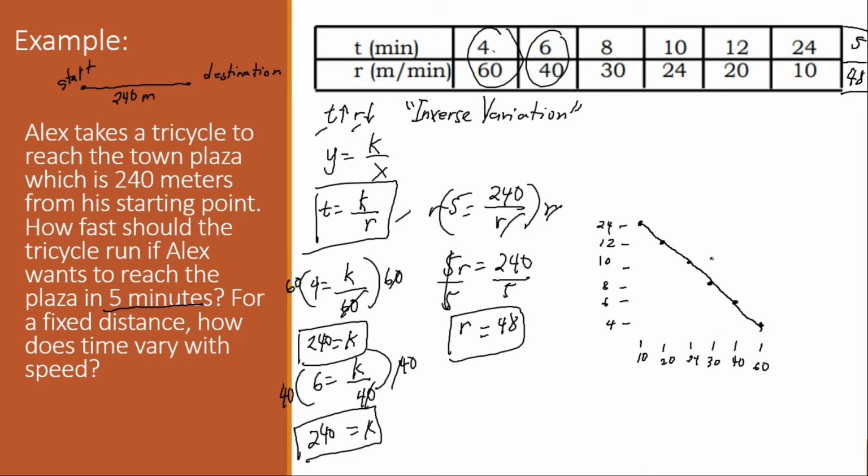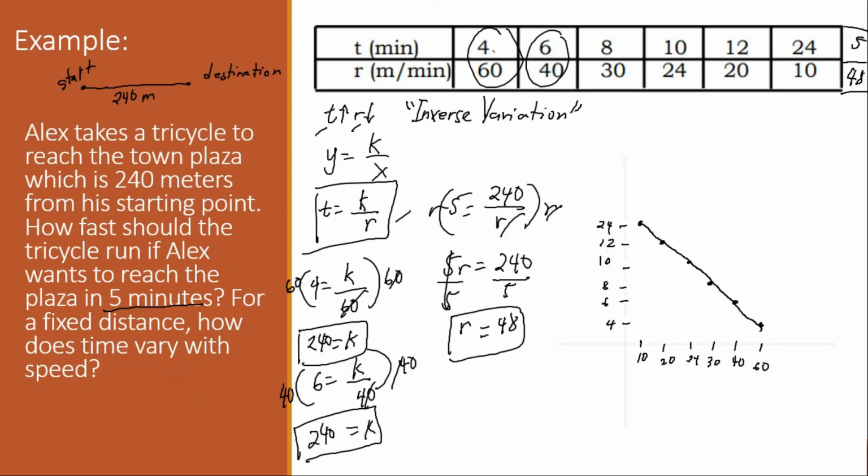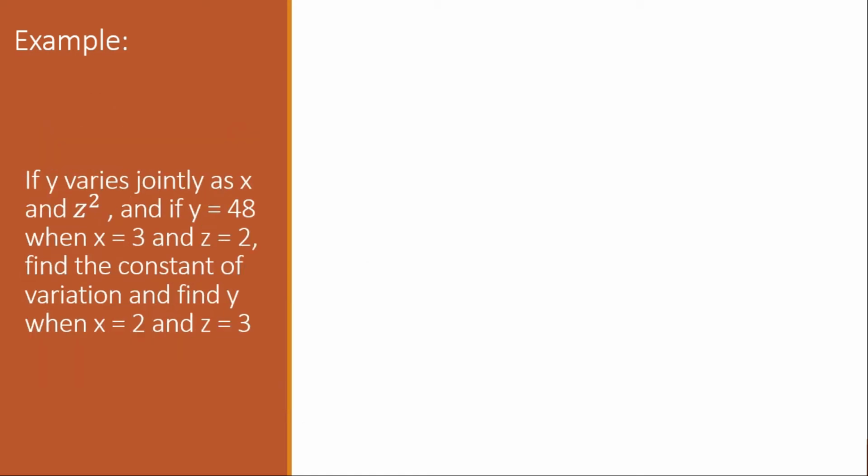Mirrored lang siya ng ating direct. So, pansinin nyo, ito yung graph na ating direct variation. Ito naman yung graph ng ating inverse. Okay? So, same na diagonal, pero mirror sila to each other. And class, remember na yung ating direct tsaka inverse, doon na nag-a-apply yung ating graph and yung ating table of values. So, dito na tayo sa example nito.